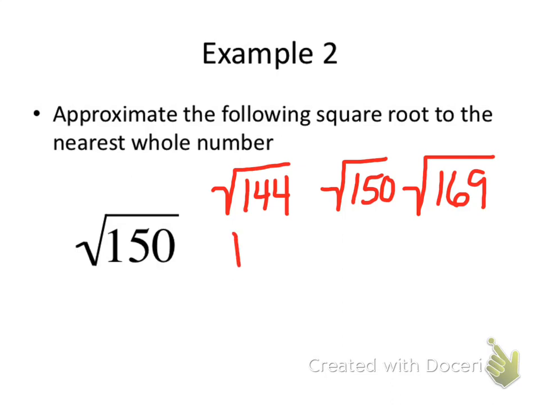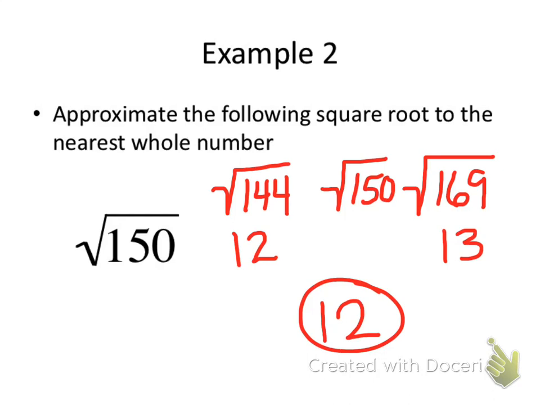The square root of 144 is 12. The square root of 169 is 13. And now it is your job to decide, is 150 closer to 12 or closer to 13? Because 150 is only 6 numbers from 144 and 19 numbers from 169, it is therefore closer to 12. Therefore, to the nearest whole number, we would round it to 12. If you did evaluate the square root of 150 to a decimal, you get 12.2, which again does round down to 12.